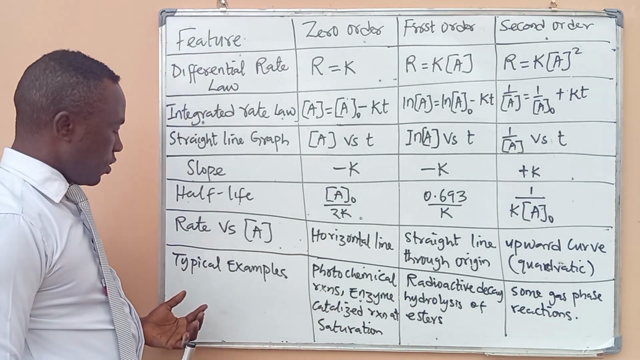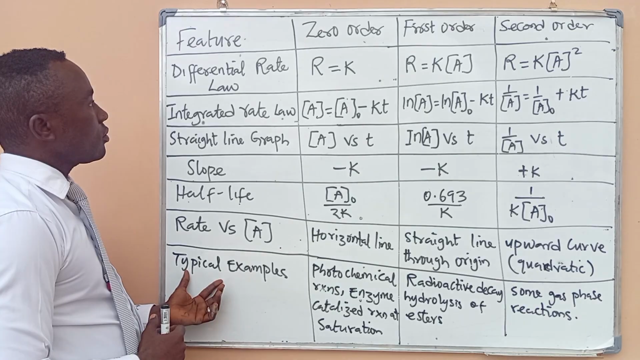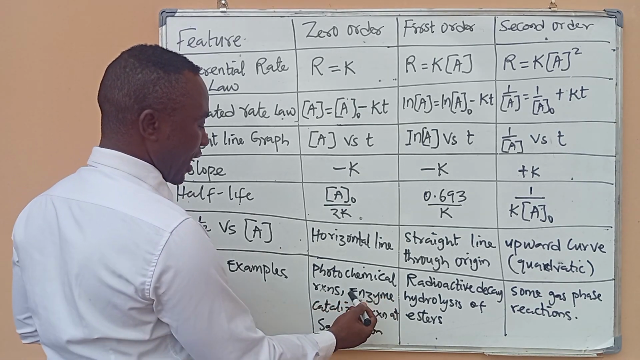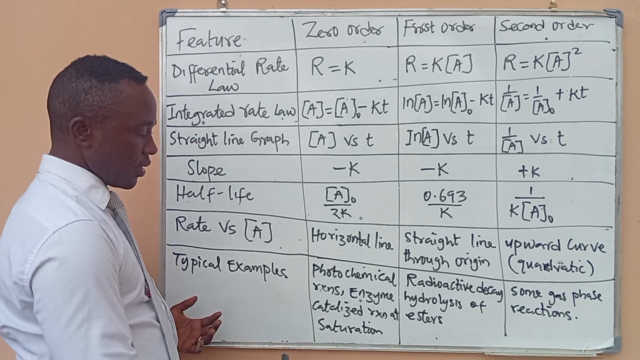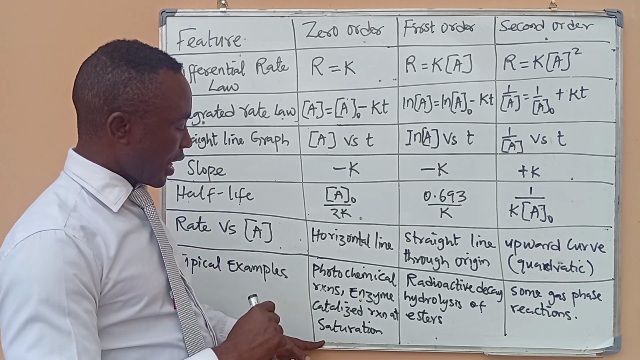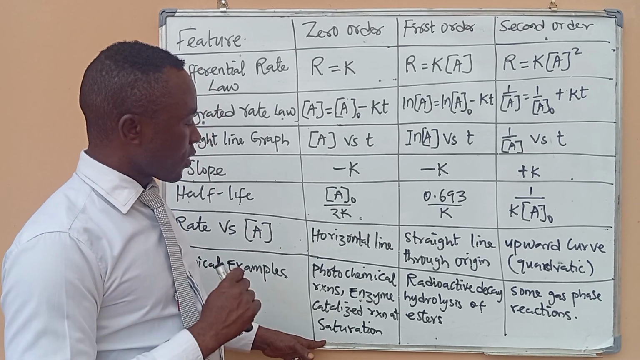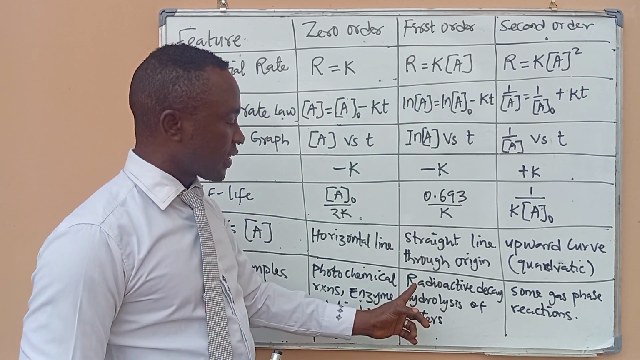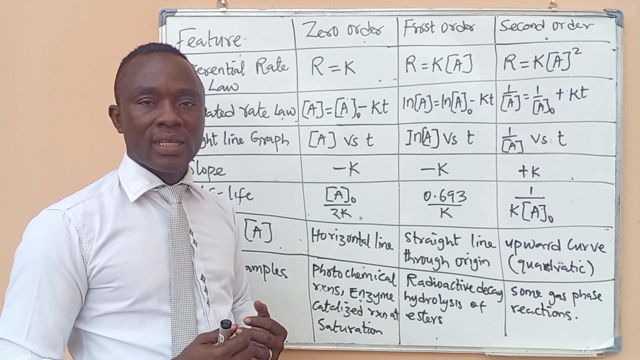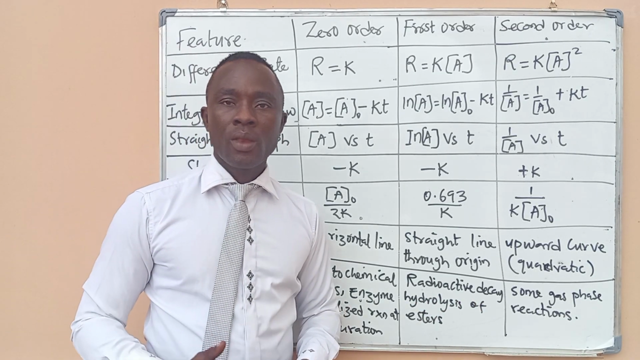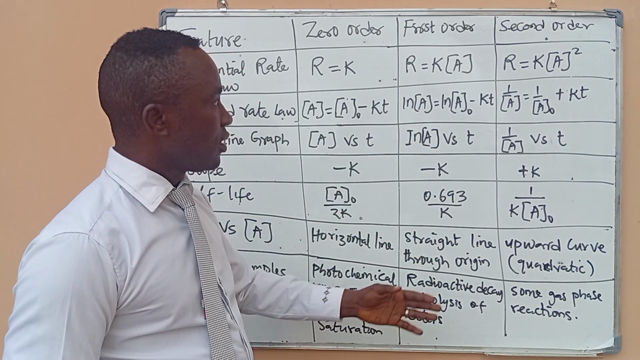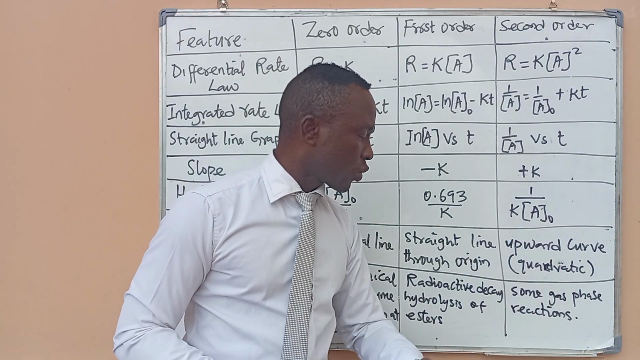Then finally, what are the typical examples for zero order, first order, and second order reactions? Now, photochemical reactions are zero order reactions. Enzyme catalyzed reactions at saturation are also zero order reactions. Then for first order reactions, examples are radioactive decay. We also have hydrolysis of esters, acid hydrolysis of esters. Even decomposition of ozone is also a first order reaction. Then second order reactions are gas phase reactions.